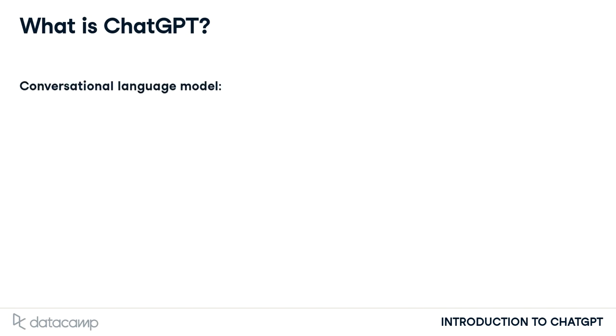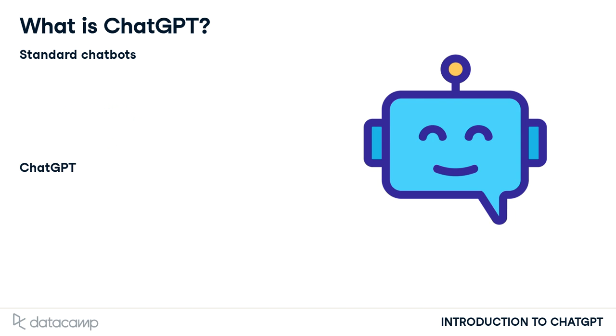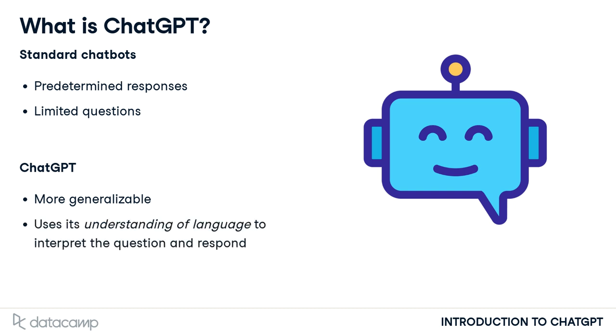ChatGPT by OpenAI is a conversational language model, which means it can answer questions or perform tasks that yield a text-based response. This may not sound much different to a standard chatbot, but ChatGPT is much more than that. Standard chatbots are usually designed to return a predetermined response to a limited number of questions. ChatGPT is far more generalizable, as it uses its understanding of language to interpret the question or task and determine the most appropriate response. This means that ChatGPT has a wide range of potential applications.